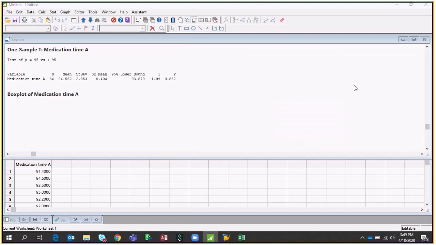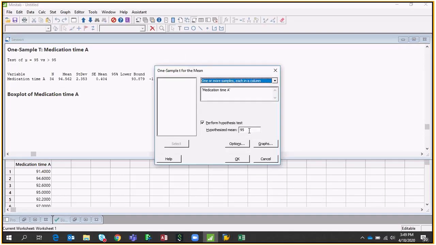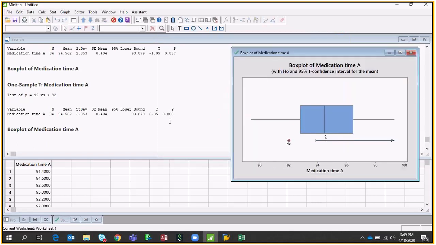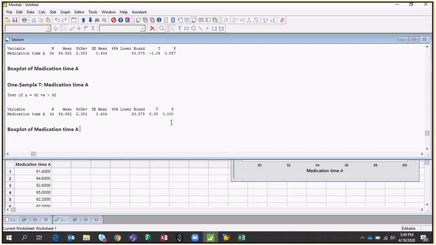Just press Ctrl E, you will be on the last window, and instead of comparing with 95, let's say I am checking whether my test mean is greater than, assume, 92, okay, and I click OK. Now in this case, you can clearly see this is your value of 92. It is not in your confidence interval, or not in your 95% lower bound value. So definitely your p-value, you can see here in the session window, is less than 0.05.